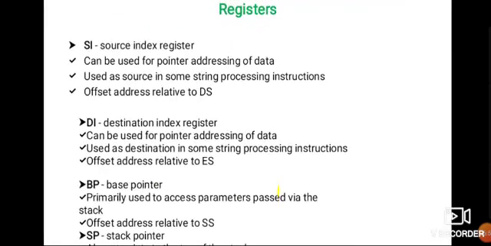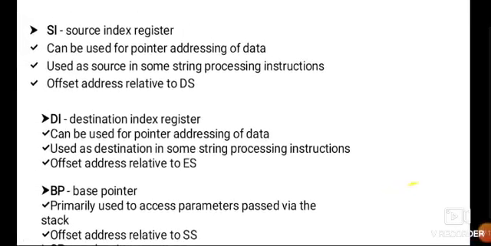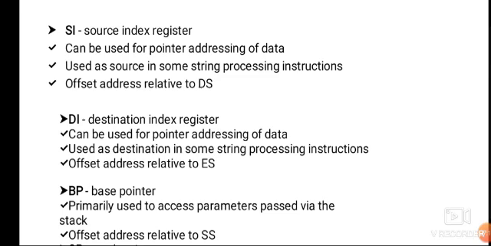Coming to the source index register, it can be used as a pointer for addressing the data in certain addressing modes. It can be used as a source in some string processing instructions, and as an offset address related to the data segment. Similarly, the destination index register can be used as a pointer in addressing the data. It can be used as a destination in string operations, and for the offset address relative to the extra segment.